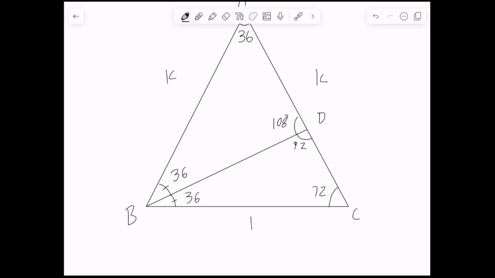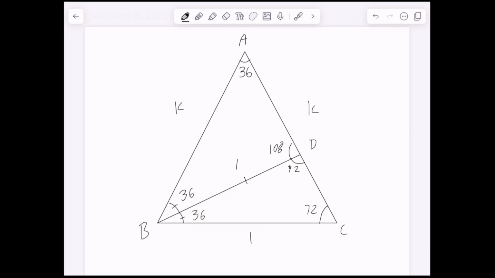Since angle BDC equals angle BCD, we can determine that triangle BDC is isosceles, meaning that segment BD also equals 1. We can use this same logic to prove that triangle ABD is isosceles, since it has a 36 and a 36 degree angle. This means that side AD also equals 1.